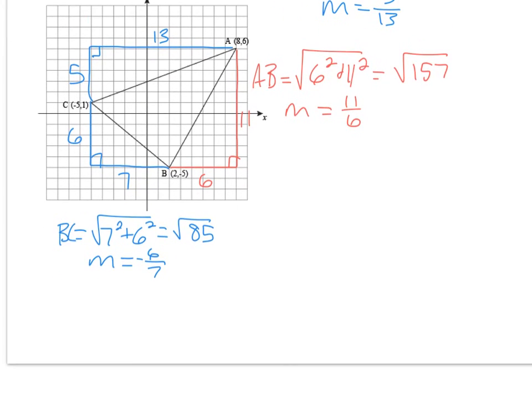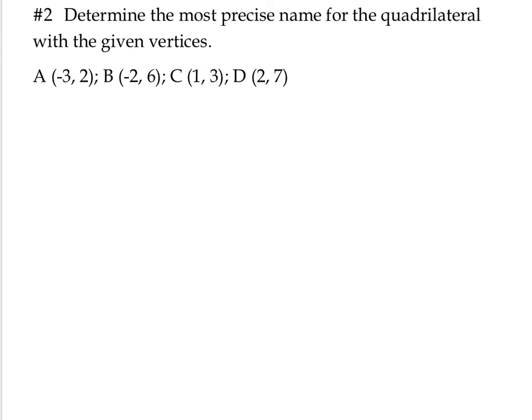Okay. Take a look at another way we can use this here. We've got 4 points, and we would want to determine the most precise name for the quadrilateral. So one good thing to do to start out here would be to graph it. Okay, so draw myself a graph, and we're going to go to negative 3, 2. That'll be a point right there. That's point A. And we can label it as well as negative 3, 2.